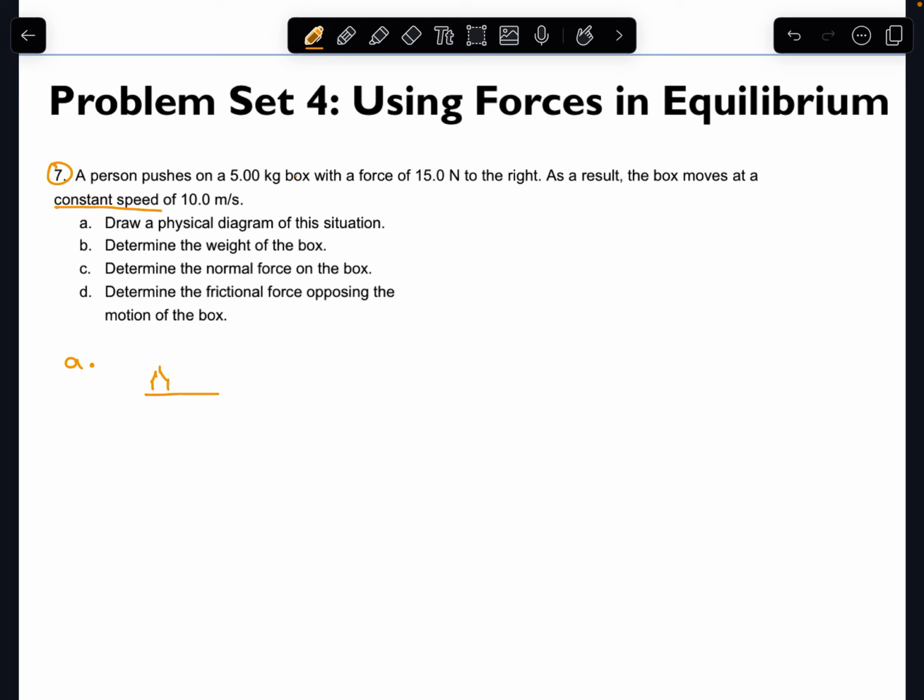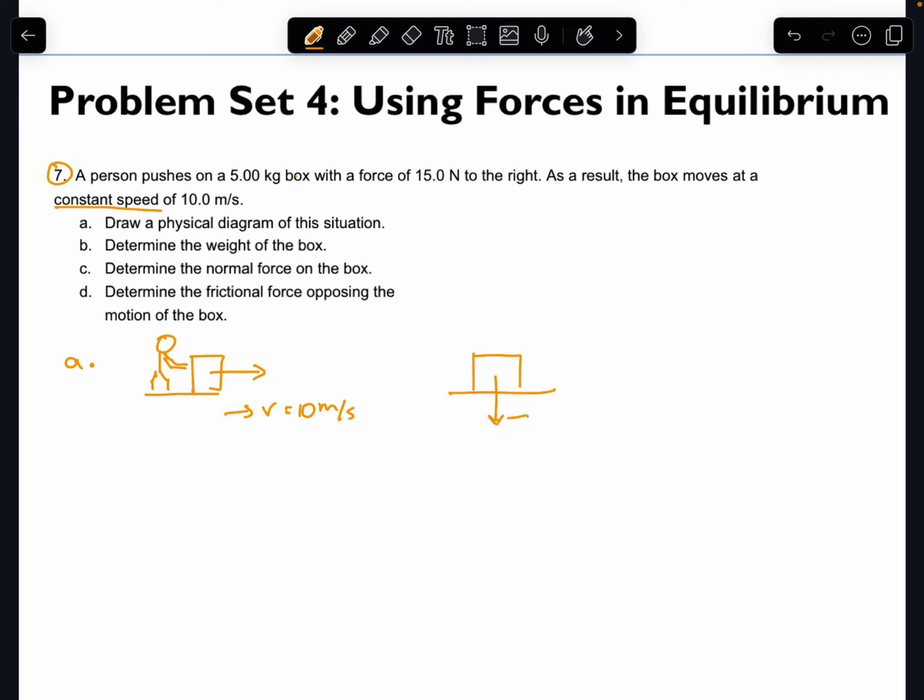Here is my person. Mind you, I'm not trying to make it look pretty. They're pushing on that box, and maybe we've got some velocity that we want to show here. The force diagram for this situation looks like this.